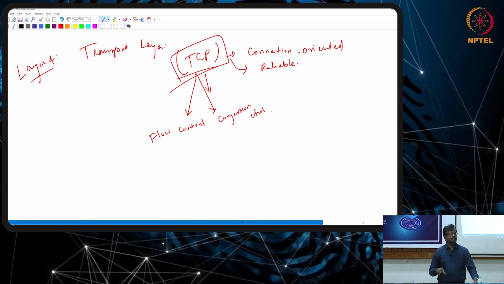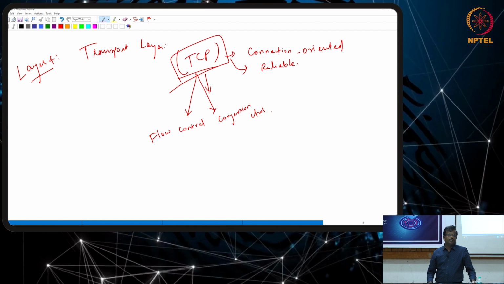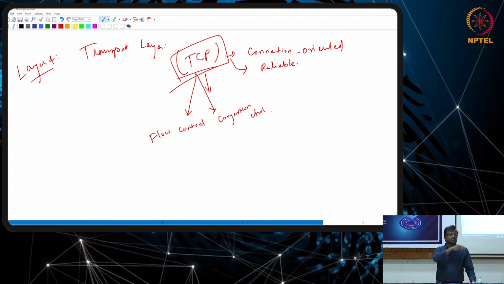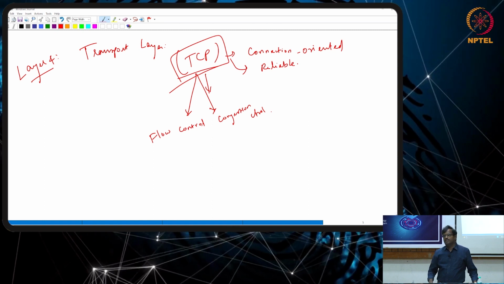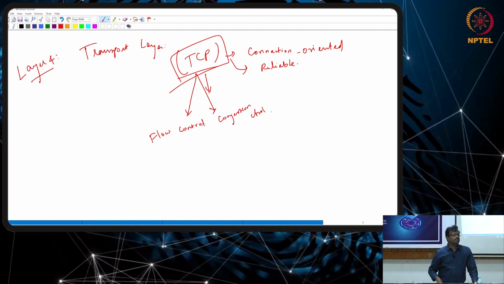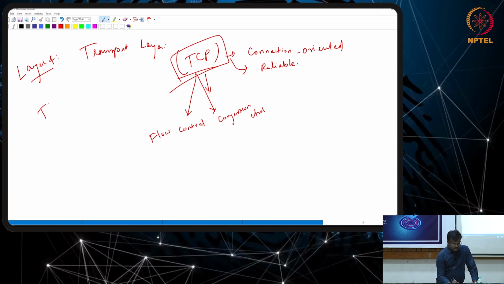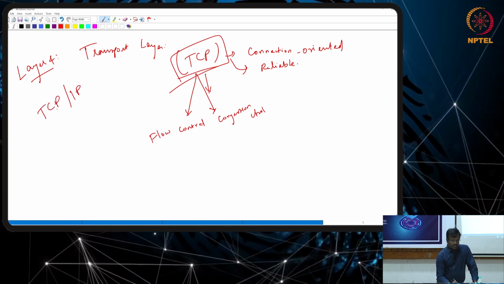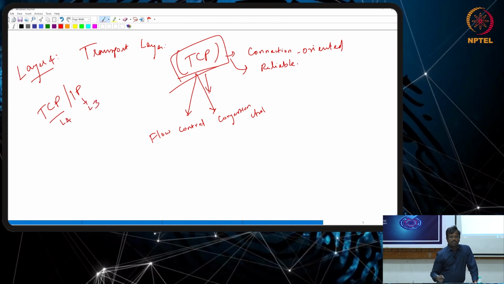Okay, so you understand why a transport layer is required on top of the IP layer. The IP layer tells your source host where to send the packet and how to send the packet, but this one controls your traffic. That's why the internet predominantly runs on TCP/IP. TCP is a layer 4 protocol and IP is a layer 3 protocol.